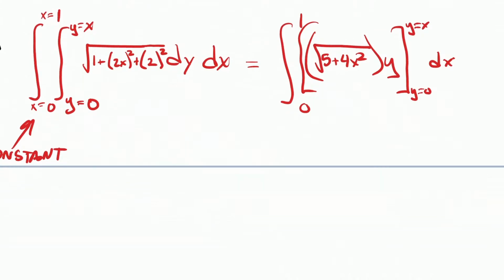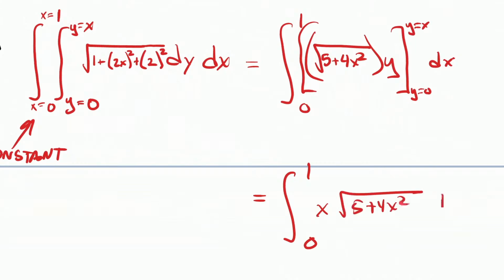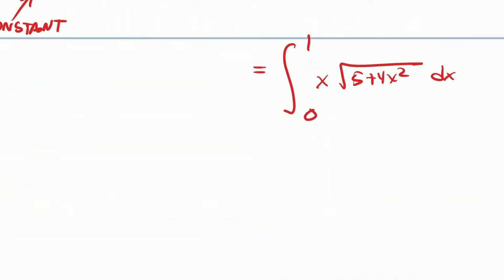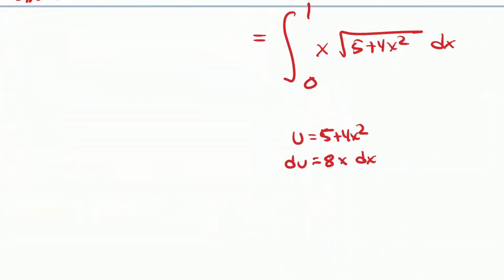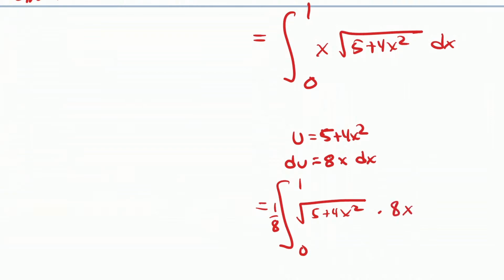We got this. Now the rest of this is just calculus. 0 to 1. So this is going to be x times the square root of 5 plus 4x squared. Look at that. I can do that. No problem. u is equal to 5 plus 4x squared, du is equal to 8x dx. So I'm going to rewrite this to be like this: 1/8 times the square root times 8x dx.